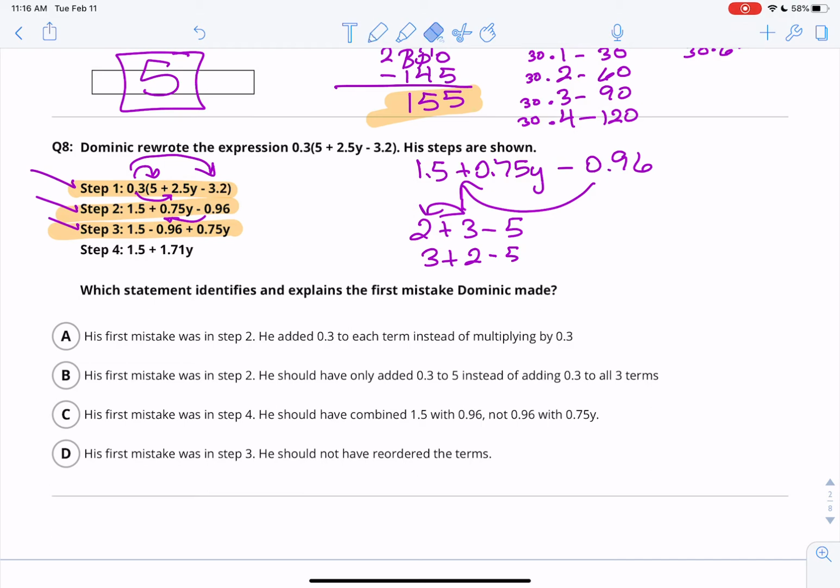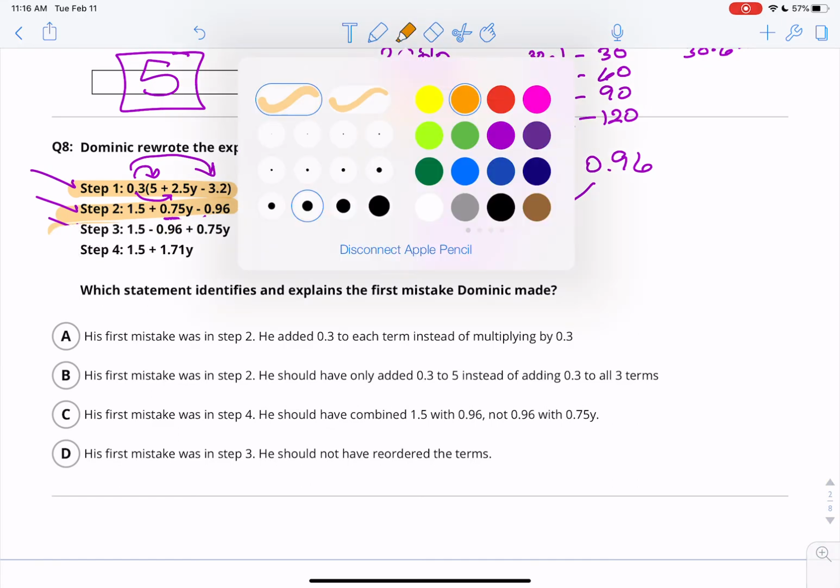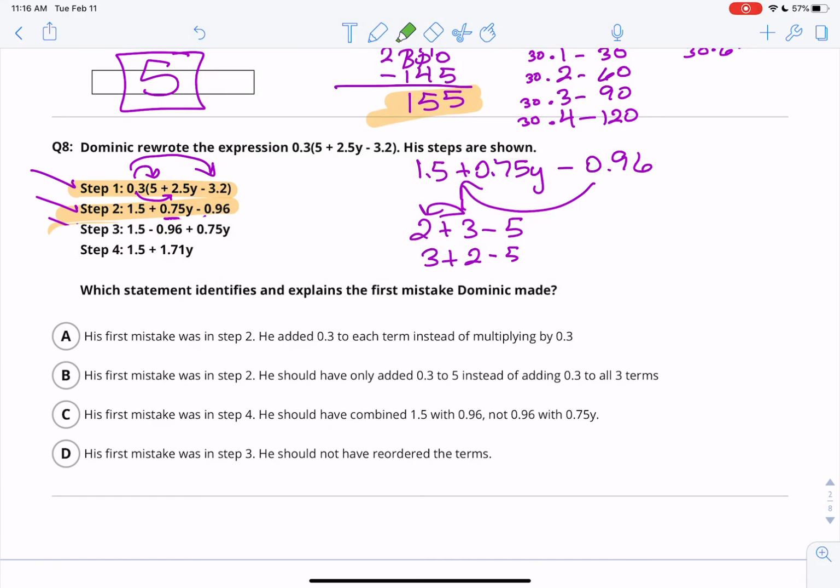Now let's see what he did. He did 1.5, okay, and then you have 0.96 plus 0.75y, and he ended up with 1.5 plus 1.71y. All right, so there's his problem. I'm actually going to delete this highlight. The issue is like terms can go together.